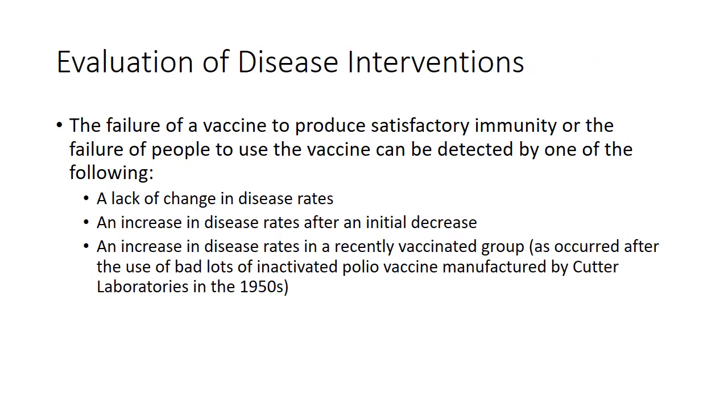Looking to see things like the failure of a vaccine to produce satisfactory immunity, or even the failure of people to use the vaccine, can be detected by several things. Looking at the graphs, if you were to see a lack of change in disease rates, that would probably indicate either people aren't using it or the drug is actually pretty ineffective. That's how we can tell if we have, say, bad years versus good years of the flu vaccine.